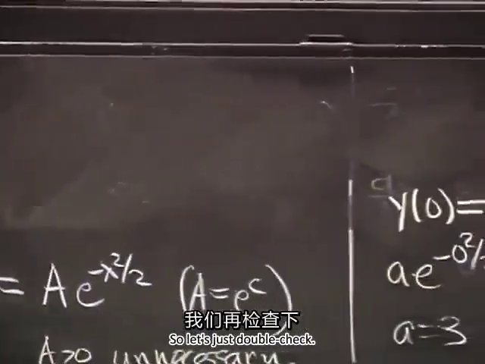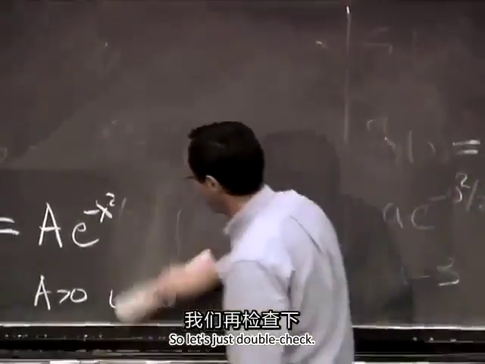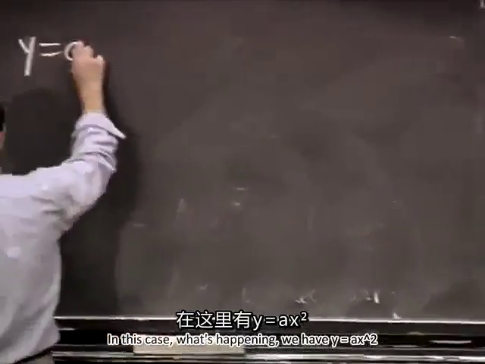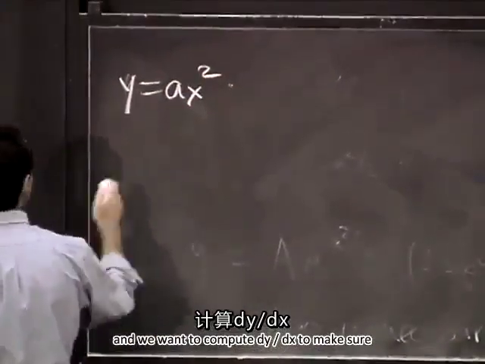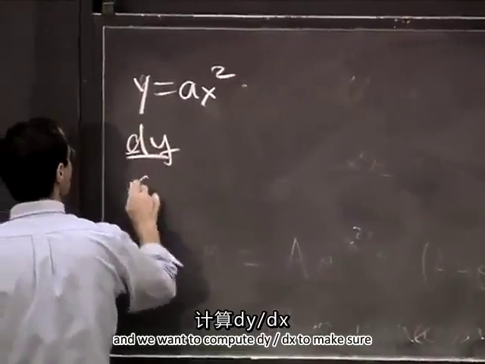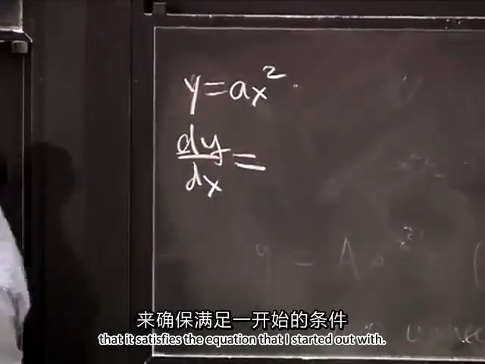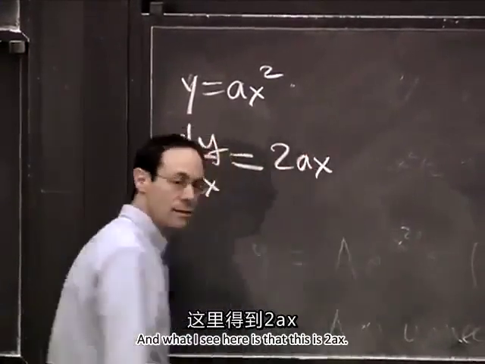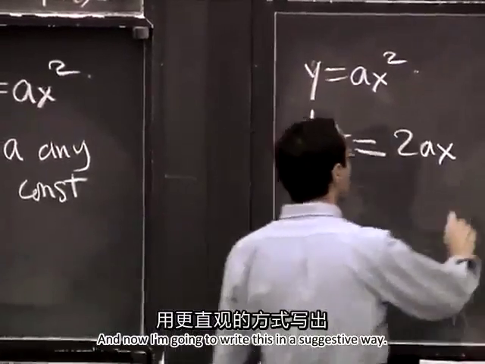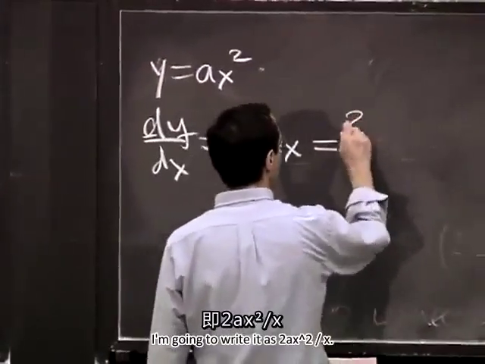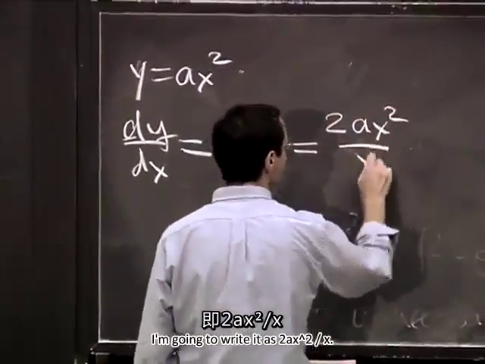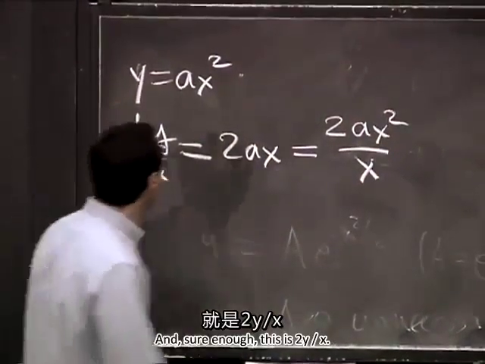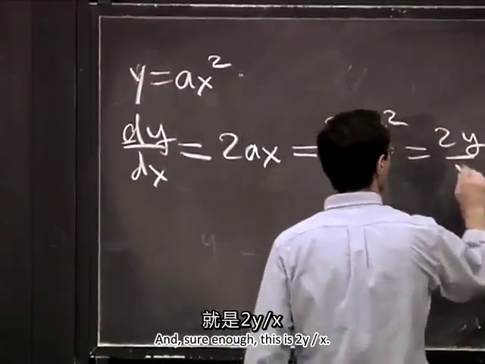So let's just double check. In this case, what's happening, we have y equals ax squared, and we want to compute dy/dx to make sure that it satisfies the equation that I started out with. And what I see here is that this is 2ax. And now I'm going to write this in a suggestive way. I'm going to write it as 2ax squared divided by x. And sure enough, this is 2y divided by x.